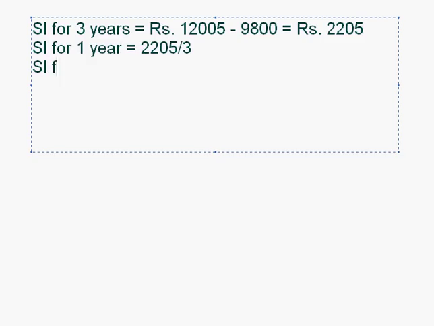Now the simple interest for 1 year is already known. So now we can find out simple interest for 5 years. That would be equal to 2205 divided by 3 times 5. Okay, so it will be 3,675 rupees. Okay, this is the simple interest for 5 years.